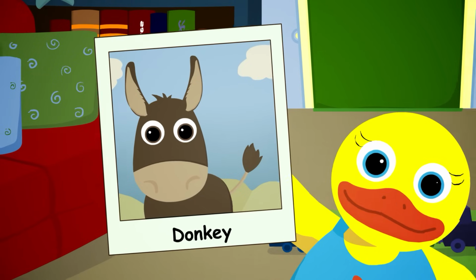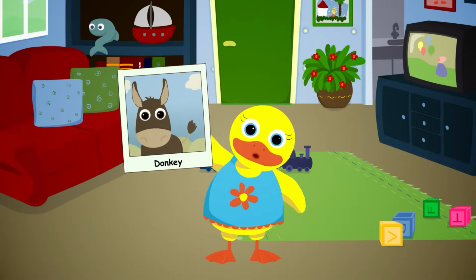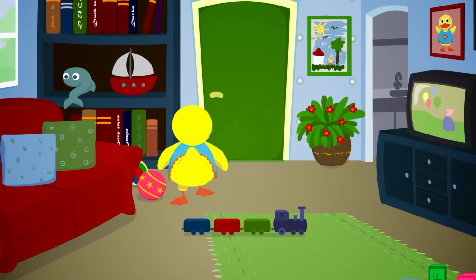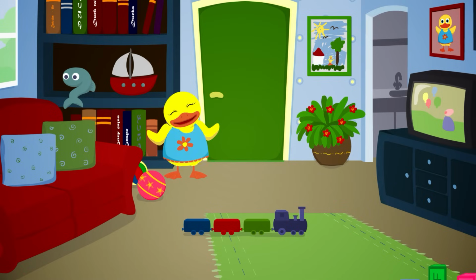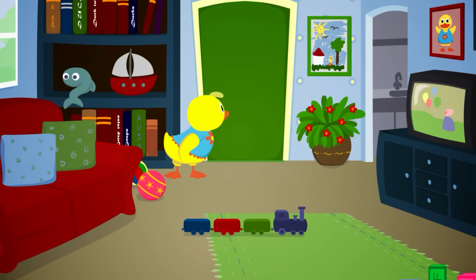It must be my friend Desmond the donkey at the door. Have you come to visit the ever fabulous Tillie? That's me. Why, yes, Tillie. I've come over to play. Can I come in? That is definitely a donkey.